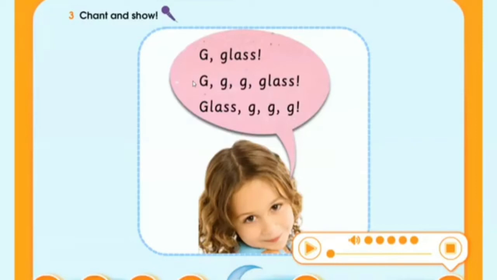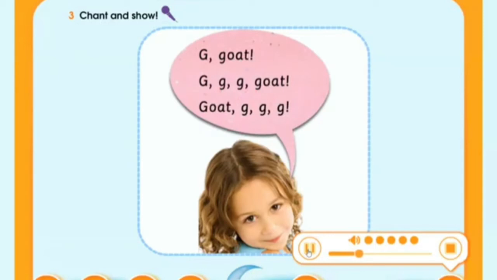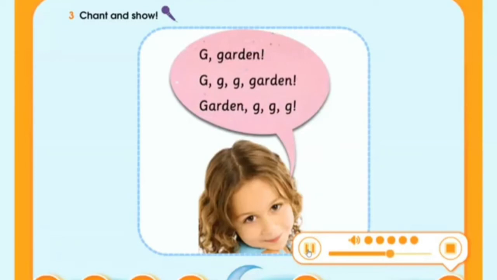Now let's do it one more time. Glass. Glass. Glass. Goat. Goat. Goat. Garden. Garden. Garden. Very good. Moving on to the next part.